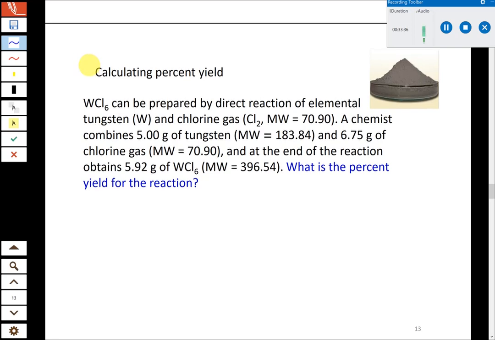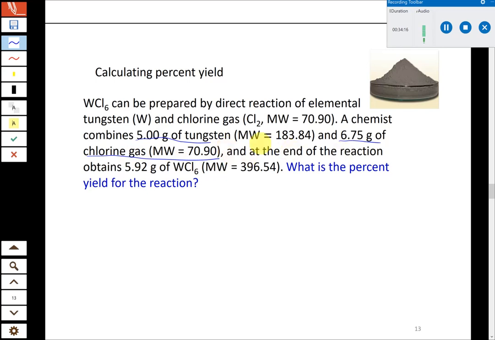So this ugly looking gray powder tungsten WCl6, tungsten hexachloride, can be prepared directly by taking the two elements, tungsten and chlorine gas, W and Cl2, and then it's a fairly dangerous reaction, but they will react in this way. So someone combines 5 grams of tungsten, 6.75 grams of chlorine, and at the end of the reaction obtains 5.92 grams of WCl6. What is the percent yield for this reaction? So the first thing in these types of problems is to identify the information we're given. So we have amounts of both reactants, so that should trigger an alarm bell in our head that we need to figure out which one of those is a limiting reactant.